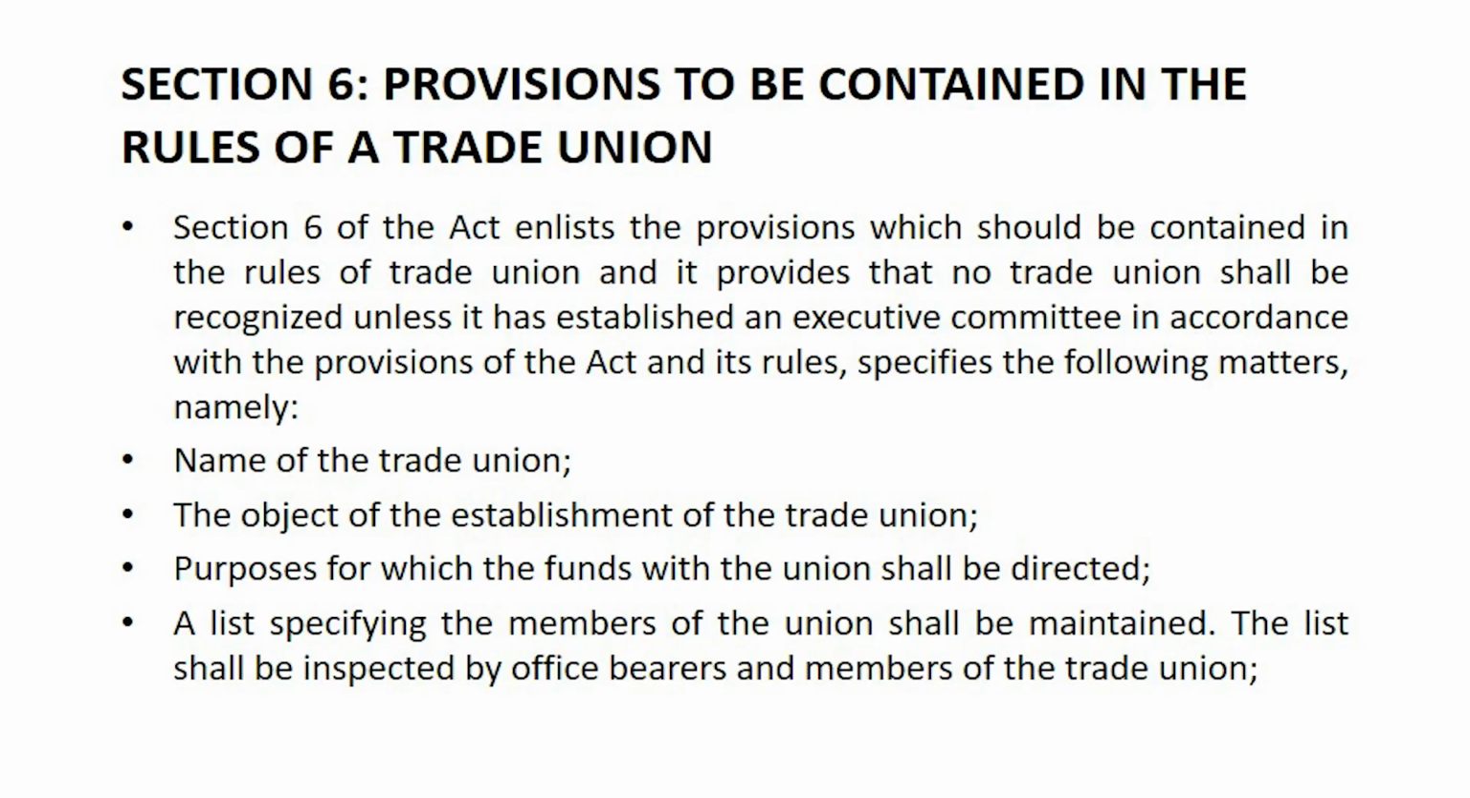Now we are talking about the rules which have been given for the trade union, because we are talking about the registration, everything is important. So sections 4, 5 and 6 are very, very important when we are talking about the procedure for the registration of the trade union. Here when we talk about section 6, it enlists the provisions which should be contained in the rules of the trade union, and it provides that no trade union shall be recognized unless it has established an executive committee in accordance with the provisions of this act and its rules, and specifies the following matters.